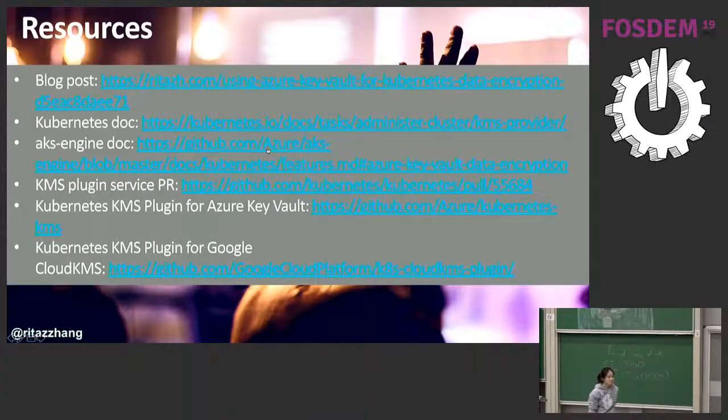gRPC scares me. How do I debug this? Because it looks like I used to see JSON, but there's no JSON. So if I debug this, what would I see instead?